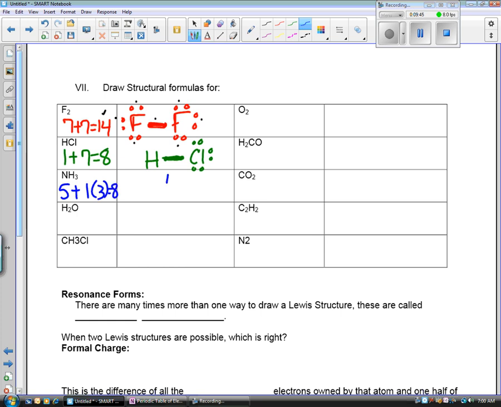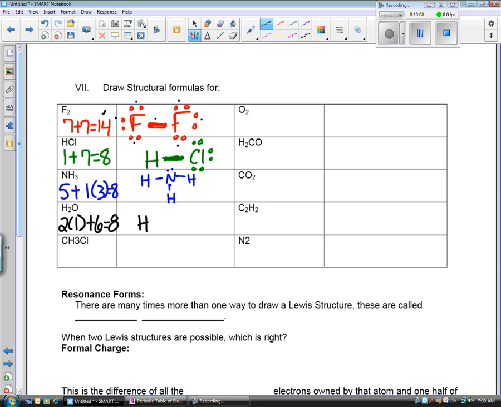Now I just said hydrogen has to be on the outside. So I have nitrogen here. It's got 5. Put a hydrogen here, hydrogen here, hydrogen here. And I'll have 8 around them. Water. 2 times 1 for my hydrogen plus 6 for my oxygen is 8.